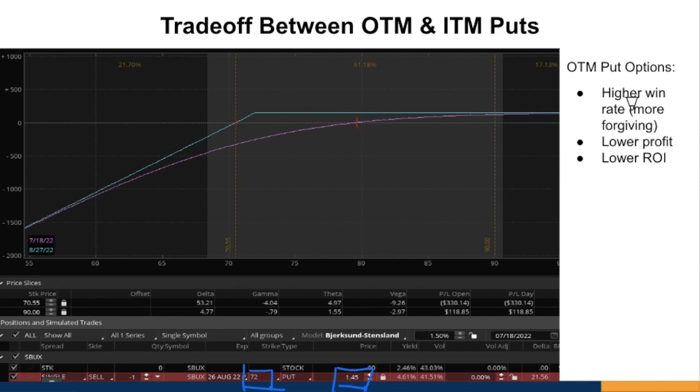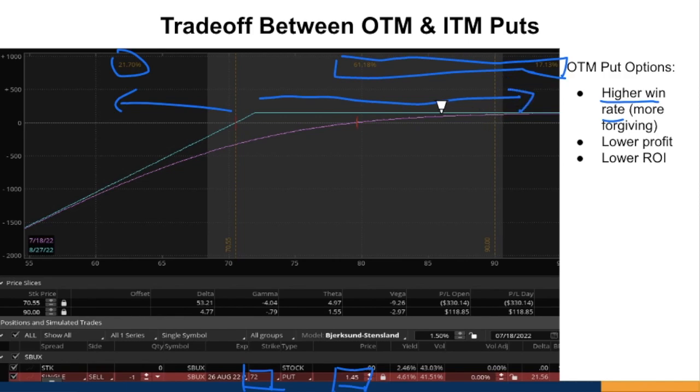The trade-off is that for the out of the money put option, there is a higher win rate, and with the higher win rate, it means it's much more forgiving. You could be wrong on the direction and still make money at the end. And this is what it means. You see, this is the percentage chance that you will make money on this put option. So 21.7% is if the market goes below the break-even price, you will lose money. So you have a 21.7% chance of it dropping below your break-even to lose money, and you have a 78.3% chance of making money.